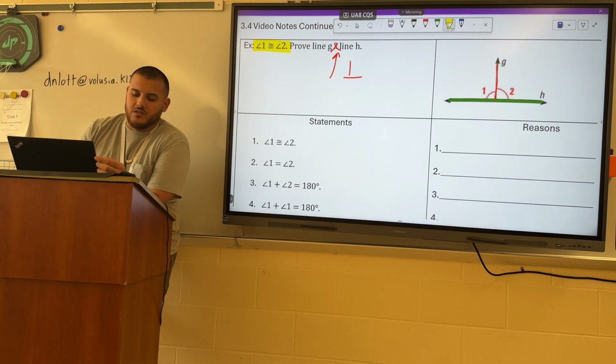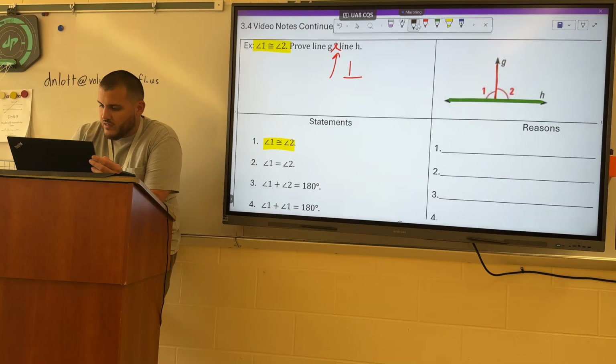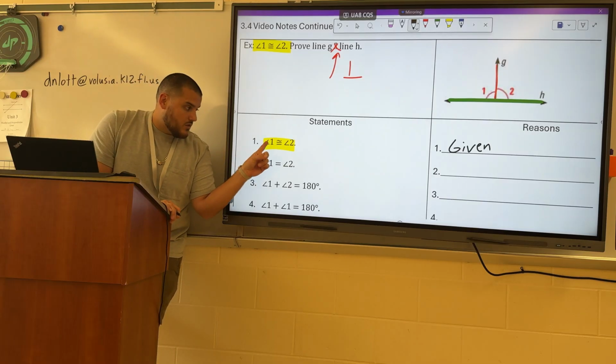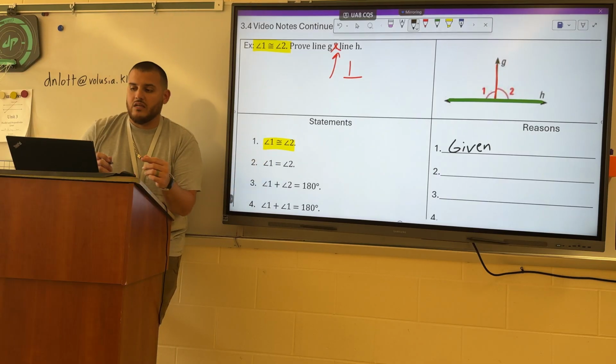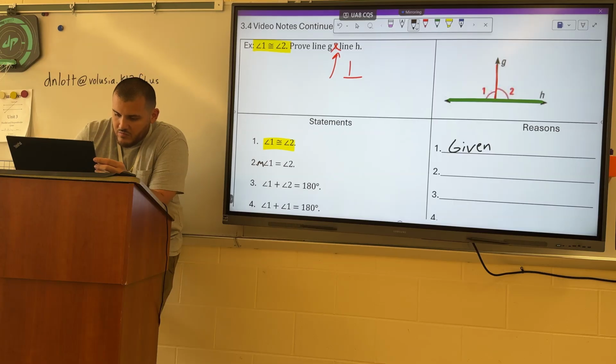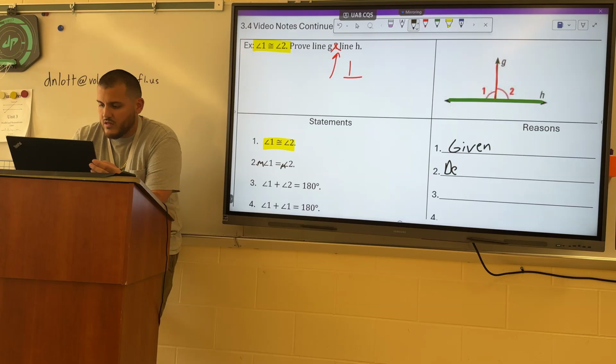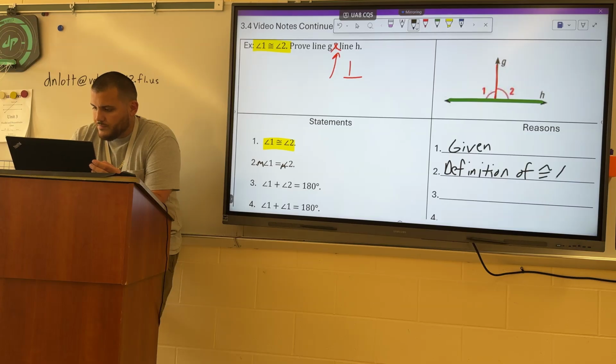Like always, our proof starts with given information, right? We are told angle 1 is congruent to angle 2. That's the first thing given in our proof. This is true because it was given to us. Now, we know congruent means equal in measure, so if I know these angles are congruent, I can also say they're equal to each other. Technically, there should be m's there to say the measure of angle 1 equals the measure of angle 2. That's true because we know the definition of congruent angles.